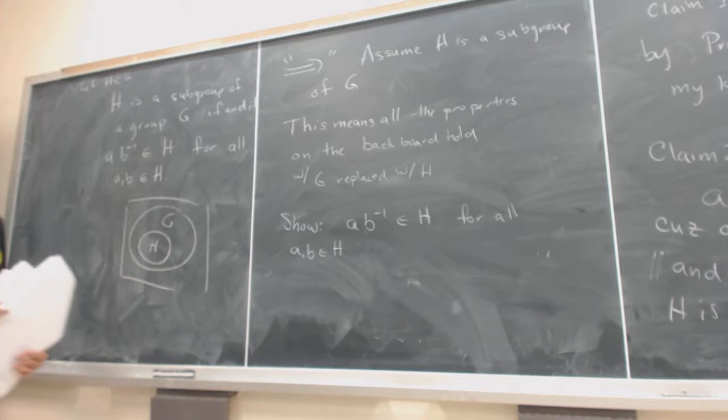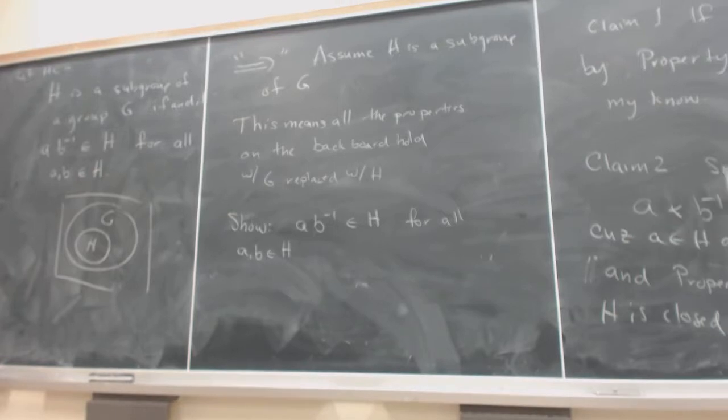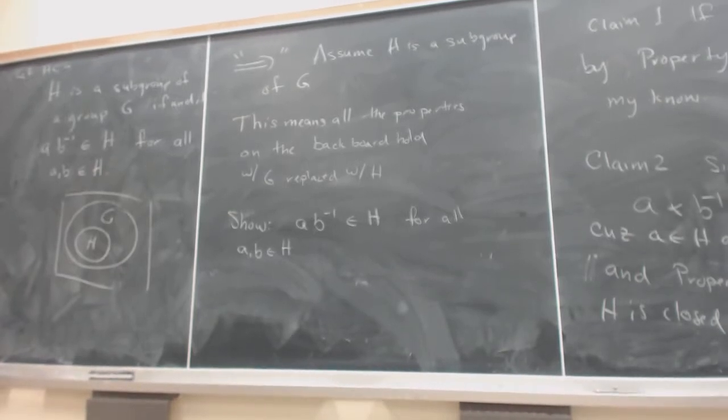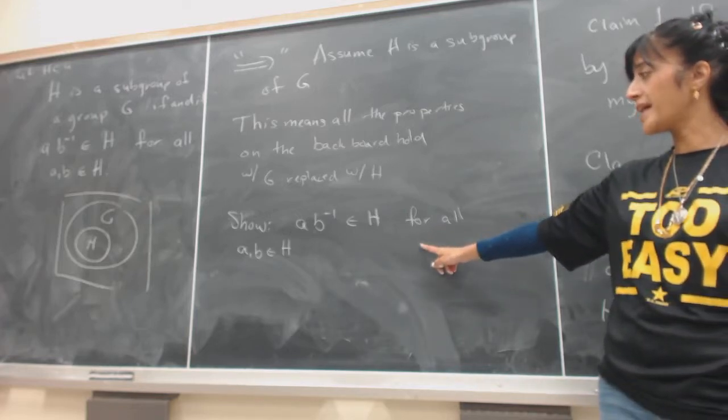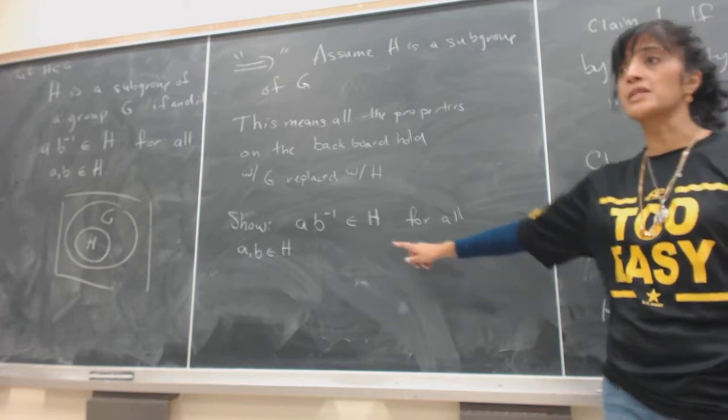Okay, so the first step was that we were going to prove one direction. So our know is that H is a subgroup. That means all those properties on the backboard hold, with G replaced with H, because it satisfies all those three things. And my show is to prove that a star b inverse belongs to H for all a and b in H. And that's how I cover my butt.